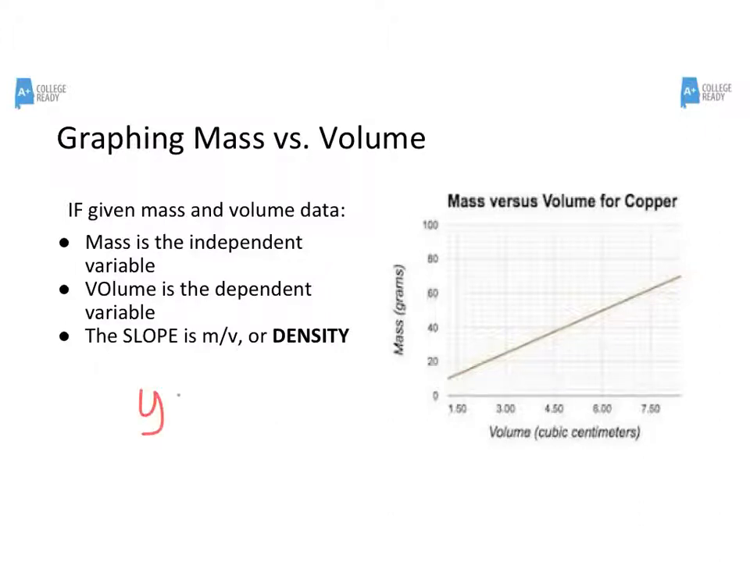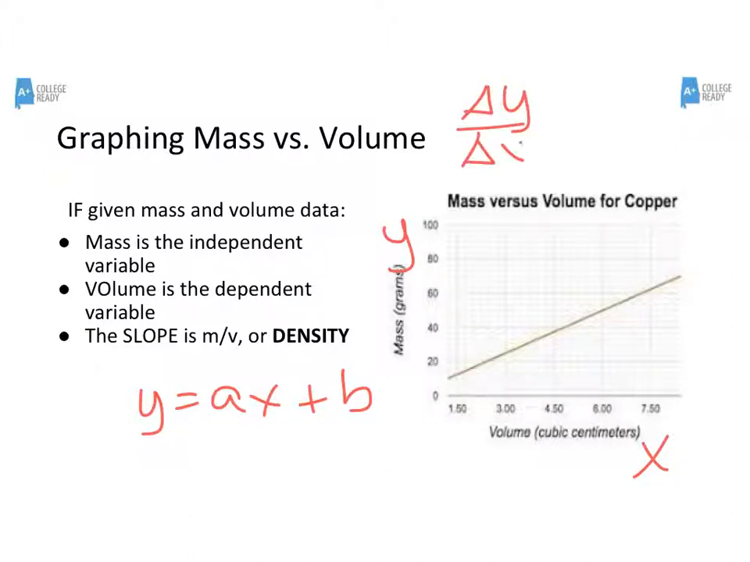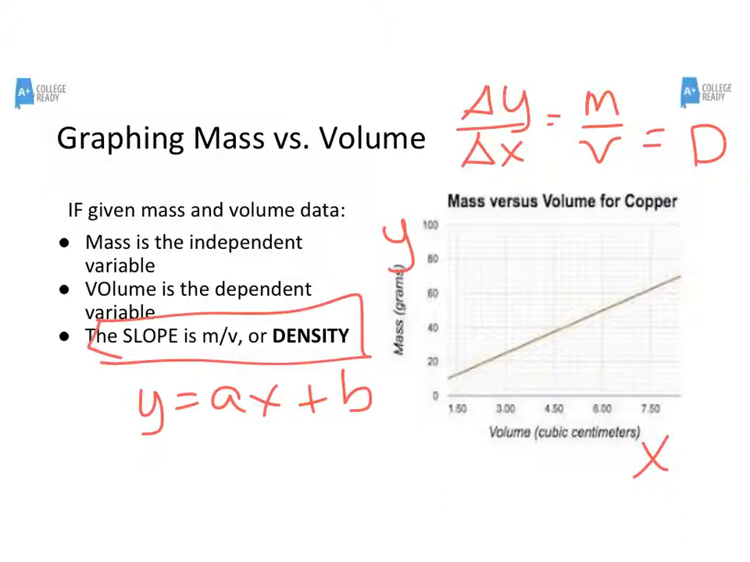In this equation, mass is the independent variable. Mass will be on the y-axis. Volume is the dependent variable. Volume will be on the x-axis. And the change in y over the change in x is equal to the mass over the volume, which is equal to density. So the slope of this relationship is the density.